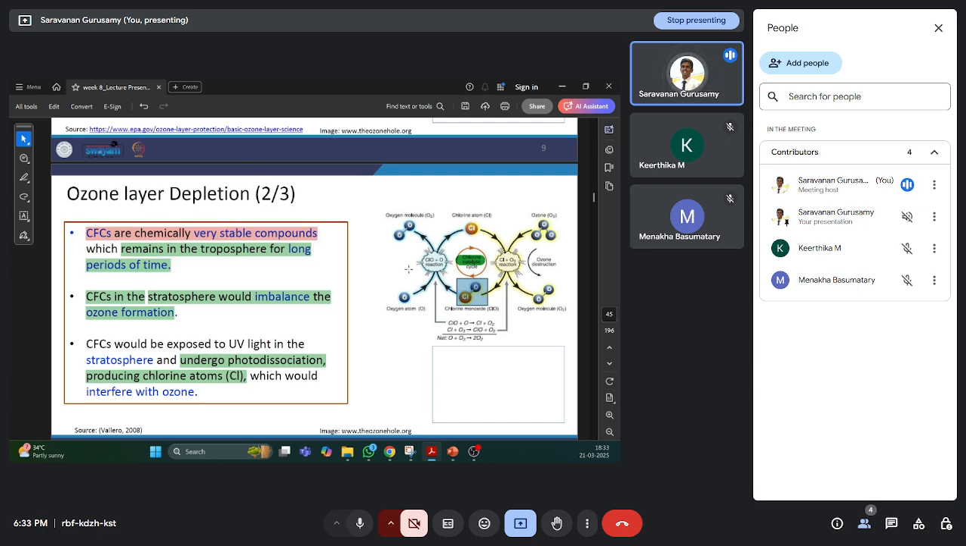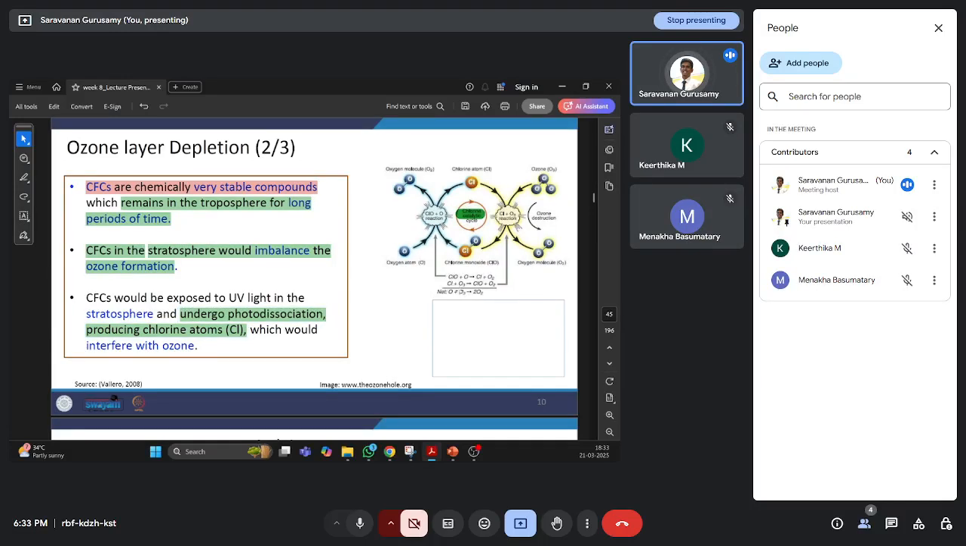So CFC, where is the chlorine coming from? Now the problem is the chlorine and bromine. That's due to anthropogenic activity, human activities. Chlorofluorocarbons are chemically very stable compounds. They remain in the stratosphere for a long period of time. So they will reach the stratosphere, which imbalances the ozone formation. Where is the CFC coming from? We are using lots of refrigerants, our fridge, our perfumes, everything has CFCs. Now all the nations are working on how to reduce the CFCs, chlorofluorocarbons. So that's the problem here.